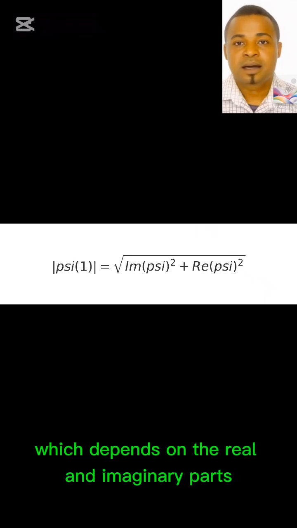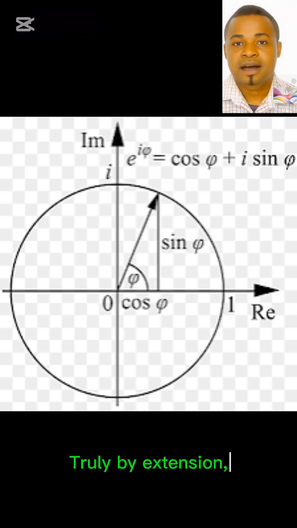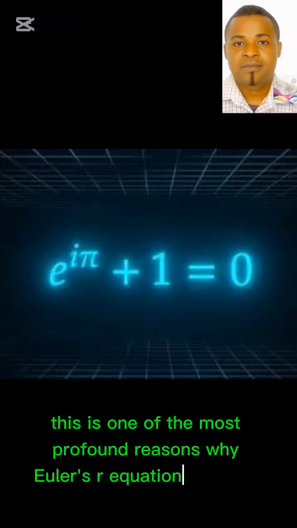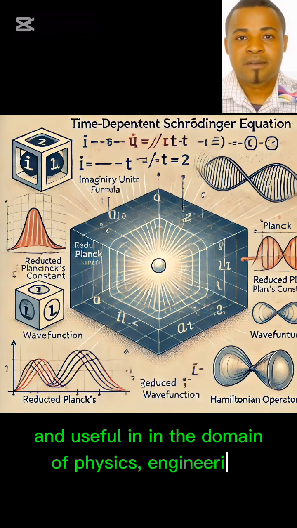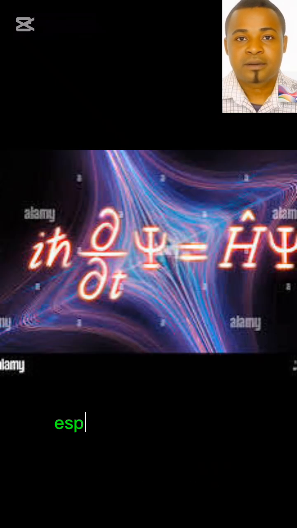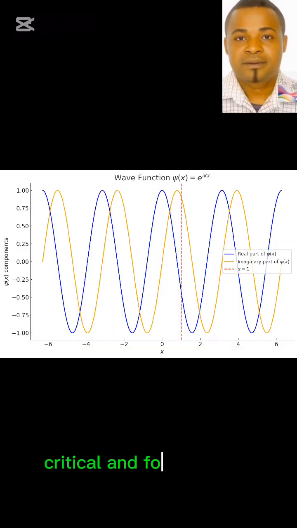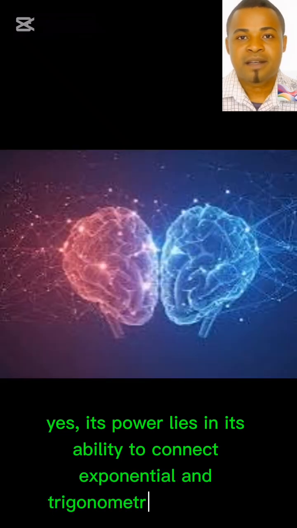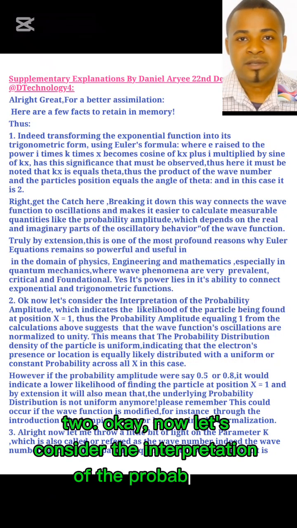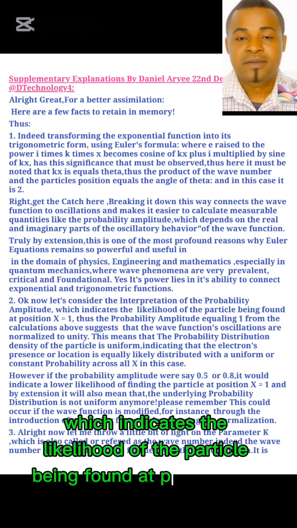Breaking it down this way connects the wave function to oscillations and makes it easier to calculate measurable quantities like the probability amplitude, which depends on the real and imaginary parts of the oscillatory behavior of the wave function. Truly, this is one of the most profound reasons why Euler's equations remain so powerful and useful in physics, engineering, and mathematics, especially in quantum mechanics, where wave phenomena are very prevalent, critical, and foundational. Yes, its power lies in its ability to connect exponential and trigonometric functions.